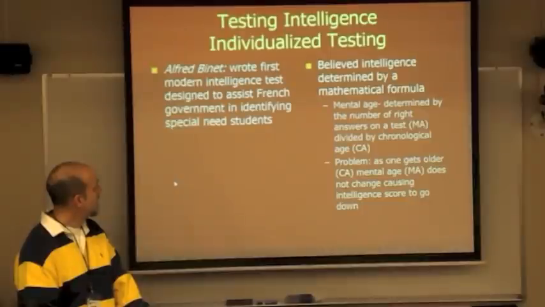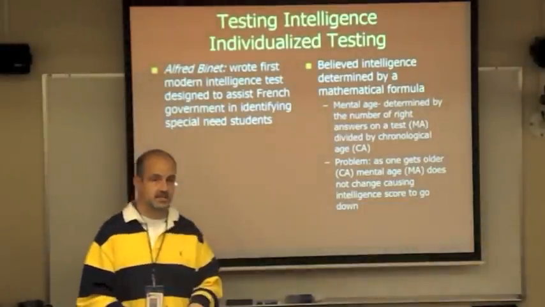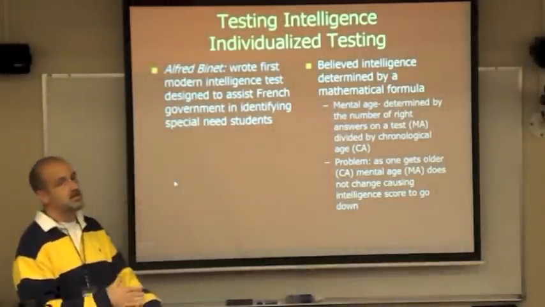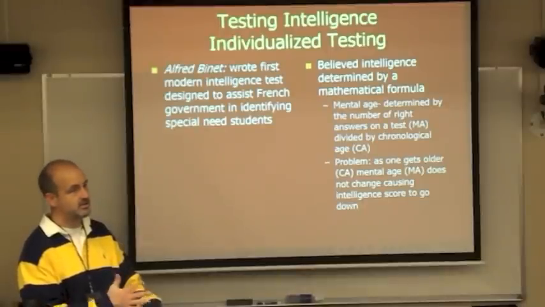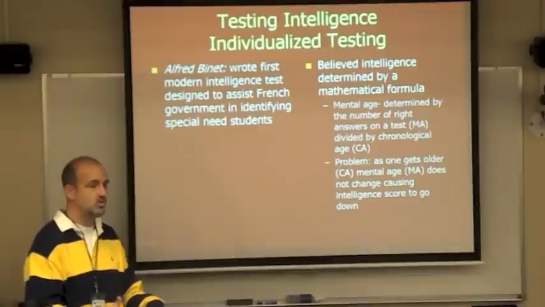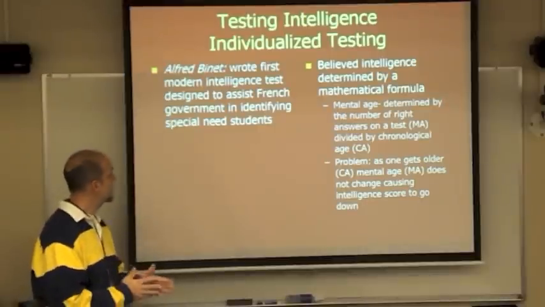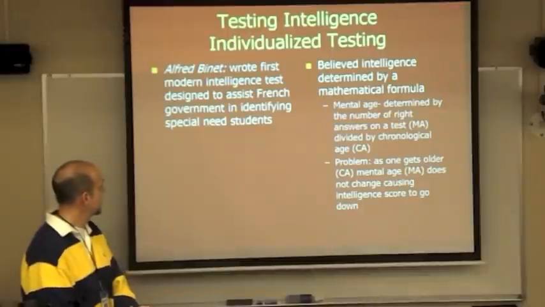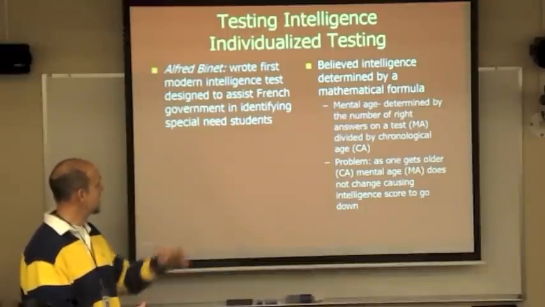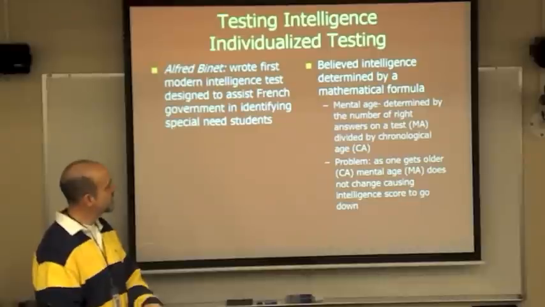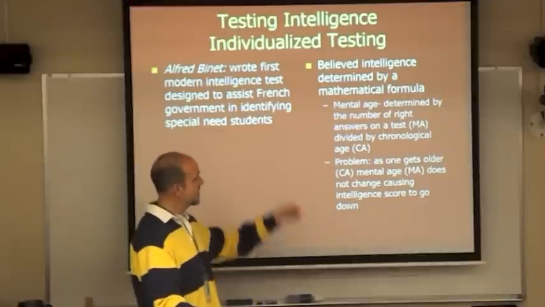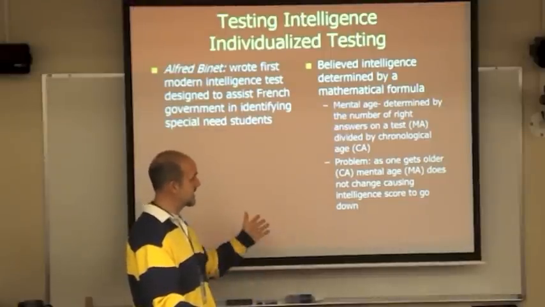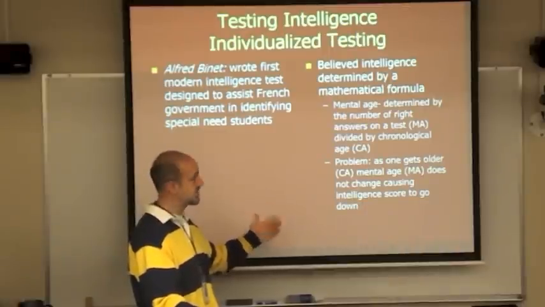Now, in terms of testing individual intelligence, coming up with a score, which obviously, when we looked at the beginning of this lecture, psychometrics, that was the idea that you had to establish a score to explain intelligence. Alfred Binet wrote the first modern intelligence test, and it was designed to assist the French government in identifying special needs students. Now, he believed intelligence can be determined by a mathematical formula. First of all, he said mental age was determined by the number of right answers on a test, which then divided by the chronological age would give you a sense of a person's IQ.